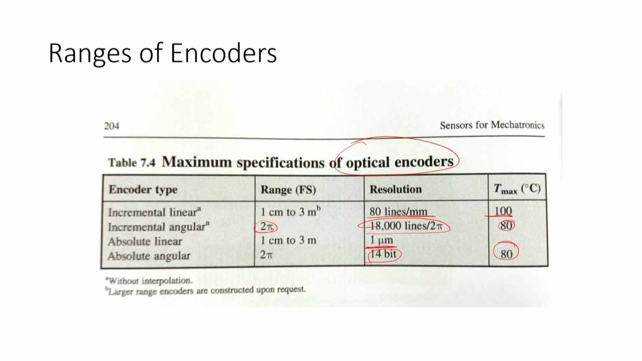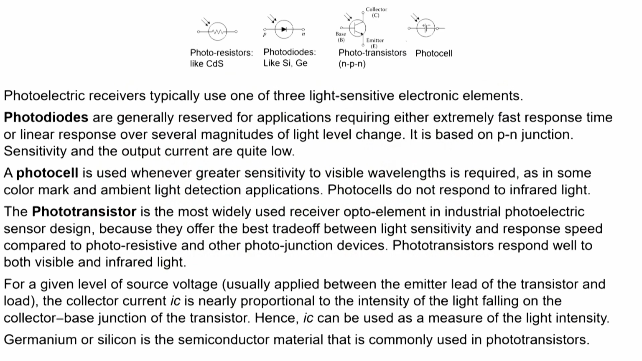So, depending on your demand of resolution or range, you can choose a particular type of encoder. Now, the other varieties used are photoelectric receivers like photodiodes, which are generally reserved for applications that require extremely fast, linear response. They are based on PN junctions. Photocells are used whenever greater sensitivity to visible wavelength is required, and phototransistors are most widely used to receive the optoelement in industrial photoelectric sensor design, because they offer a trade-off between light sensitivity and response speed compared to photoresistive and other photojunction devices.